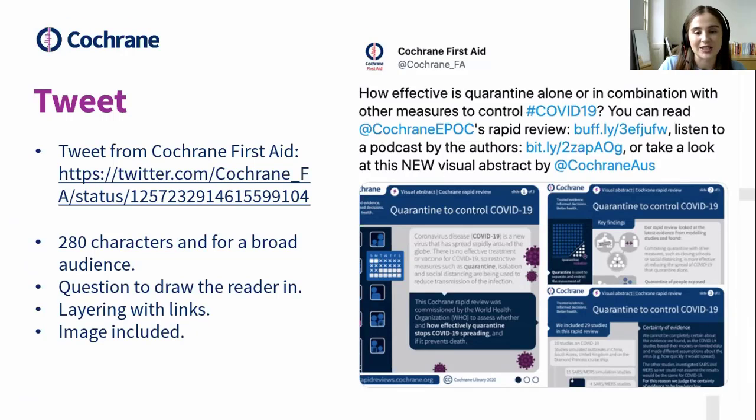Instead, they have a question to try and draw the reader in: how effective is quarantine alone or in combination with other measures to control COVID-19? And if people want to know more, they're given the link to the full review. They're also given a link to a podcast by the authors and a link to a visual abstract. The visual abstract is included as an image, which, although it's kind of hard to read, is good because it catches people's attention as they're scrolling through endless numbers of tweets, and it's a good way to pique interest. And again, this is aimed at a broad audience.